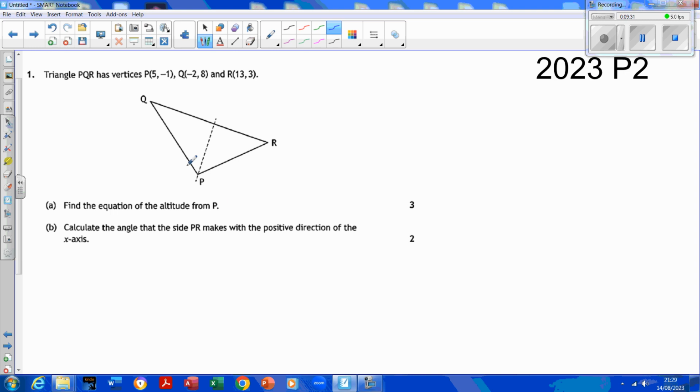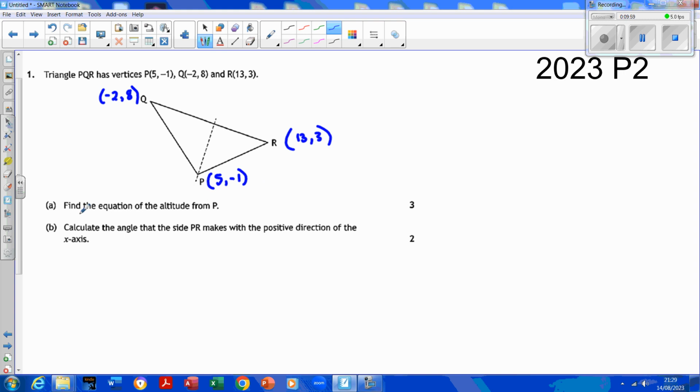First thing I'm going to do is I'm going to write these coordinates in. So P is the point (5, -1), Q is the point (-2, 8), and R is the point (13, 3). Now I'm going to do a wee check and make sure I've copied them down properly. So P is (5, -1), Q is (-2, 8), and R is (13, 3). It takes a couple of seconds to do that. It's really important we don't make any mistakes.